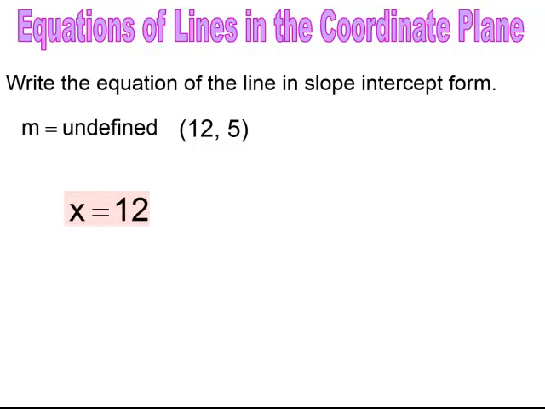So when the slope is undefined, it's x equals whatever the x value is in the ordered pair. So the x value in the ordered pair is 12. So the solution or the equation of the line would be x equals 12.